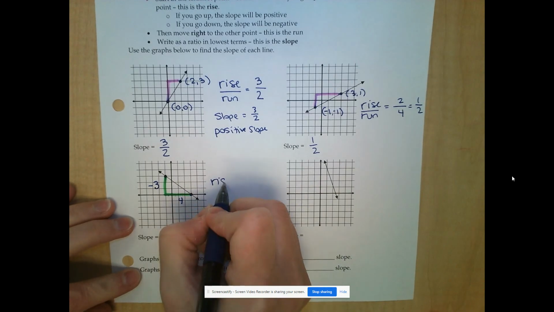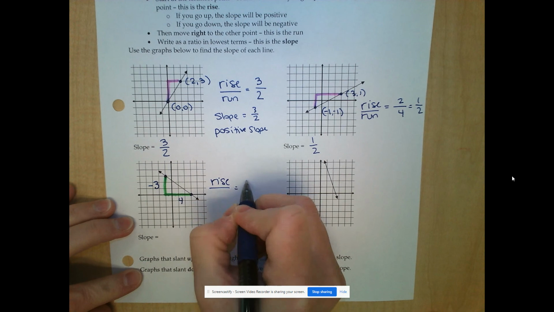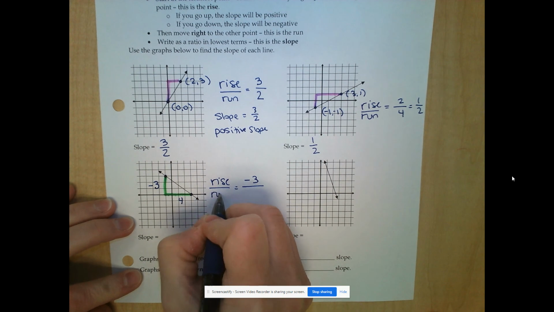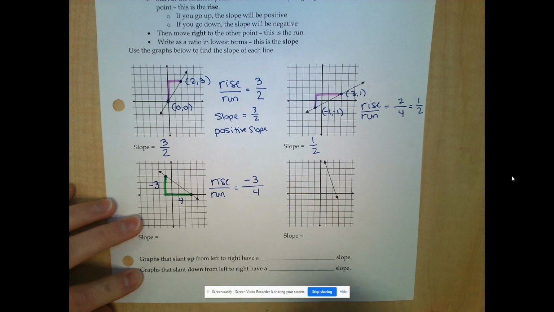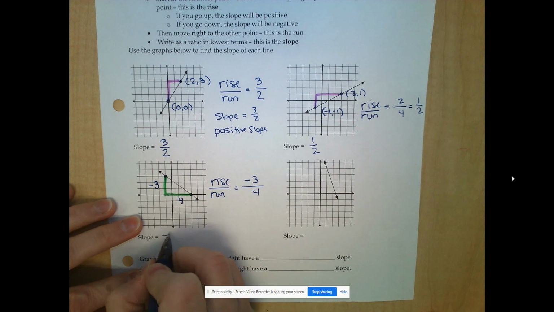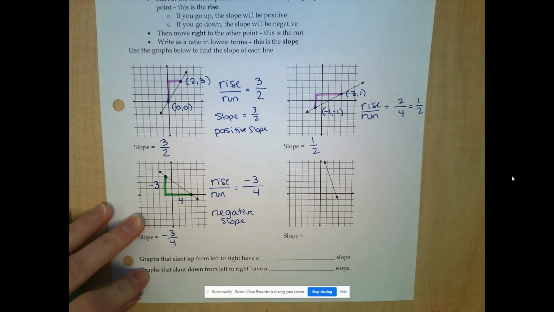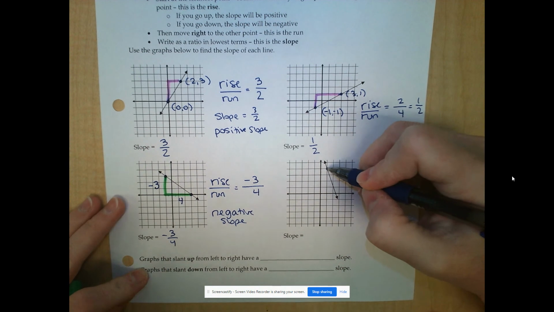So the rise is actually not a rise at all. It is a down or a fall of 3. So we use -3. And the run is going to the right 4. So our slope would be -3/4. Notice negative slope.